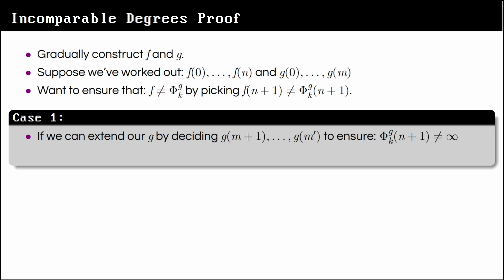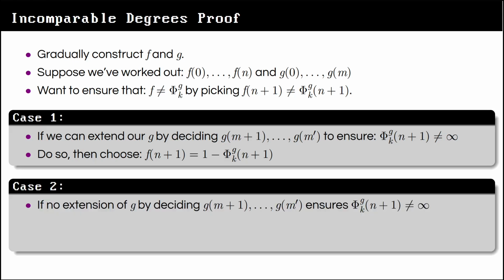So we just need to fix those values of g. So fix those values of g, and that will determine phi sub k with oracle g on input n plus 1. And then we can just make sure that f disagrees with phi sub k with oracle g by making sure that it gives us a different value on input n plus 1.